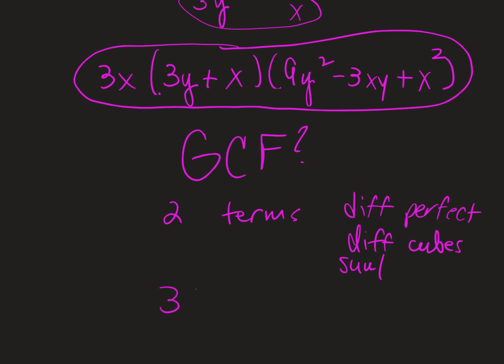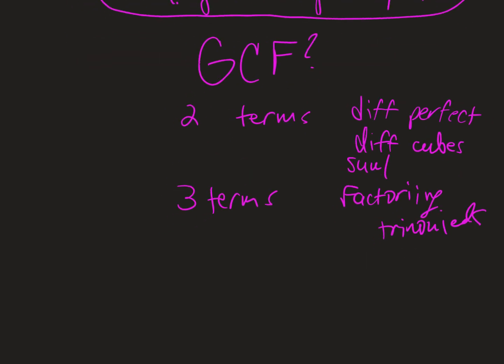3 terms, we're going to factor the traditional way, with factoring a trinomial. And then remember, with 4 terms, what do we do with 4 terms? We're going to group.